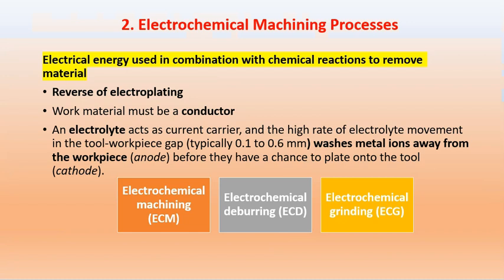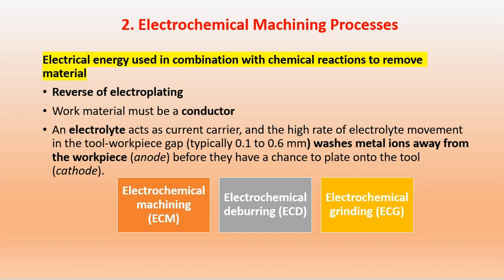Okay, we're done with the mechanical. Now we go to the electrochemical machining process. The definition is electrical energy used in combination with chemical reaction to remove material. So this one, they combine the electric and the chemical reaction, which is the reverse of electroplating. Okay, you are aware of electroplating, so this is the reverse. And the work material must be a conductor. So if not, it won't happen.